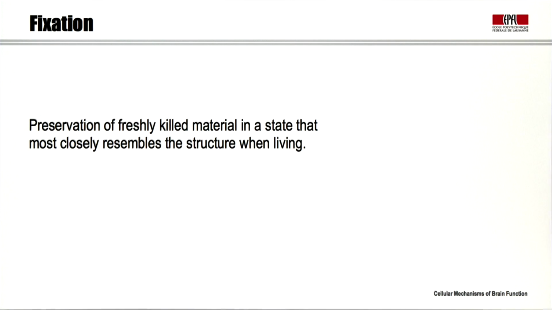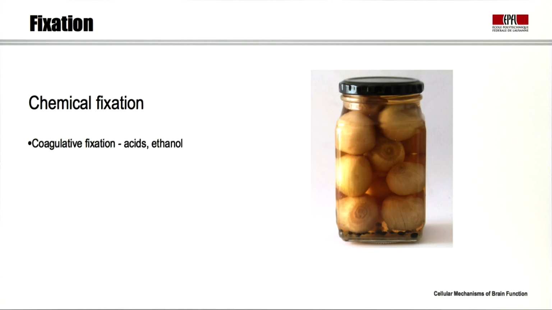So what about fixation? Well, fixation is the preservation of freshly killed material in a state that most closely resembles the structure when living. And for many thousands of years, we've understood that we can use different chemicals to preserve biological structure. Typically in the past, things like acids and alcohols have been used to preserve foods, for example, for many, many months and even years. But this is a coagulation approach where proteins coagulate together and render them very immobile, very inert, and they can be preserved for a long period of time.